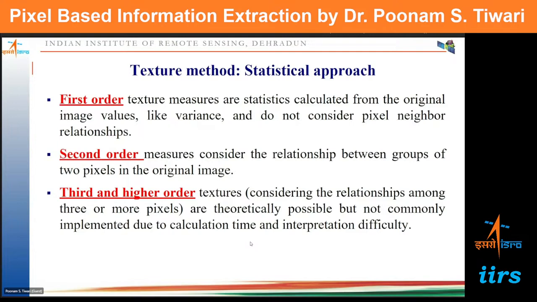Then we have third or higher order texture parameters. They are theoretically possible, but because of the computational difficulty and interpretational difficulty, they are rarely used. So most commonly we use the second order texture parameters, and these are also called GLCM. If you have any idea about basic image processing, you must have encountered this term, GLCM textures, gray level co-occurrence matrix.